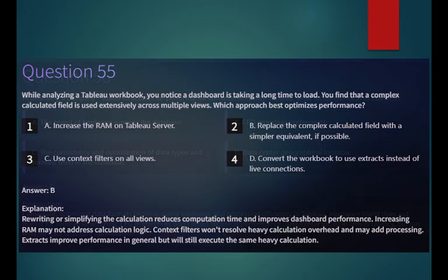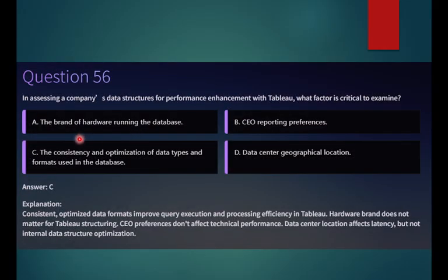Moving to the next question. In assessing a company's data structure for performance enhancement with Tableau, what factor is critical to examine? So here option C is correct. The consistency and the optimization of data types and format used in the database, because consistent and optimized data formats improve query execution and processing efficiency in Tableau. That's why option C is correct.